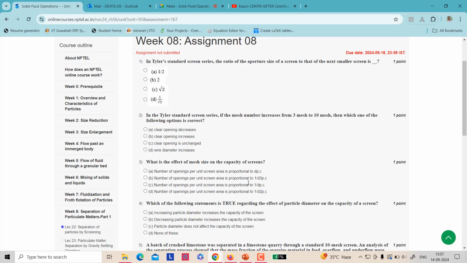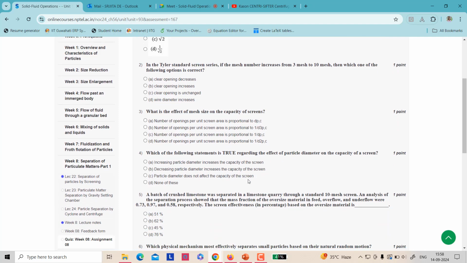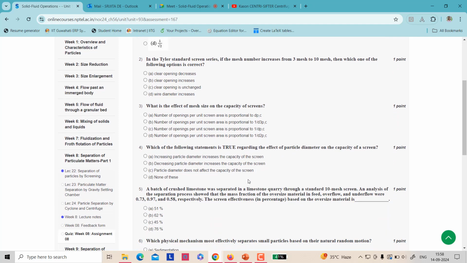Third one is answer D. The number of openings per unit screen area is proportional to 1 upon dp square. Next is the second: decreasing particle diameter increases the capacity of the screen. Yes. Next is the numerical to solve.